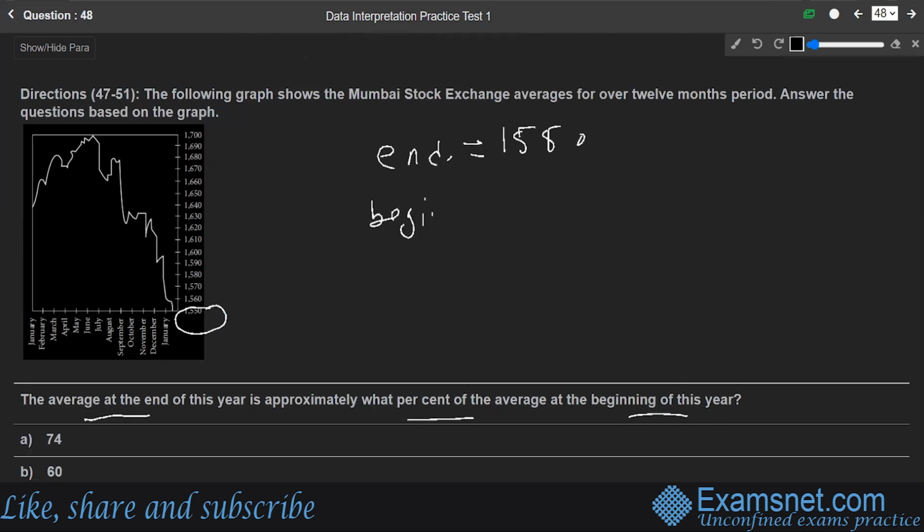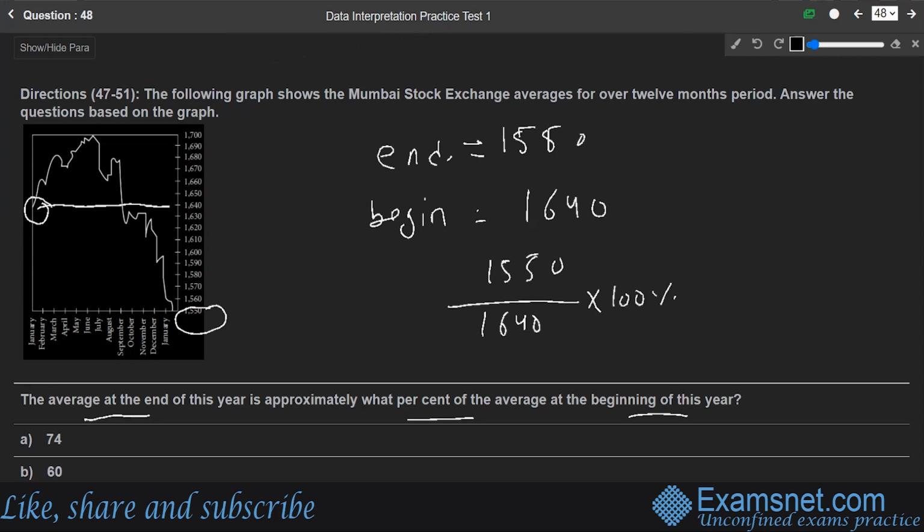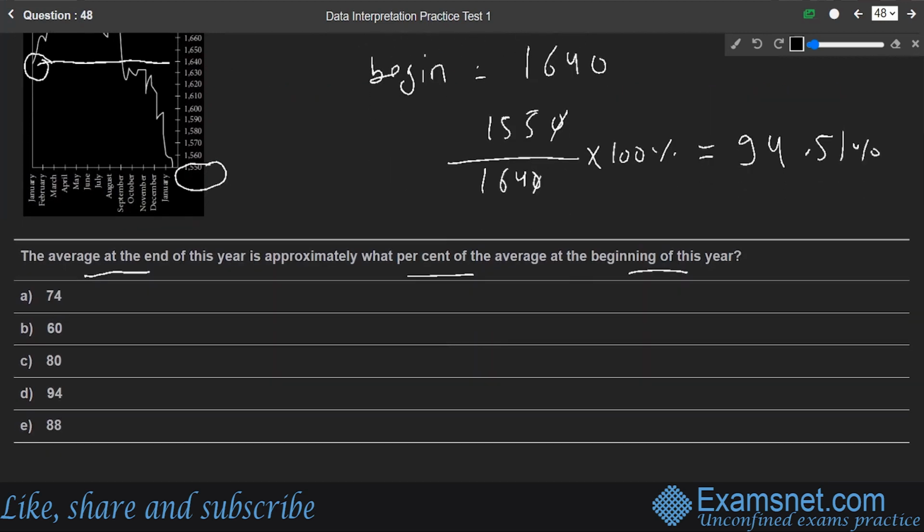In the beginning, this is the beginning value at the month of January, and this is close to 1640. So the beginning value is 1640. He's asking, the end of the year is what percent of the average of the beginning? So the end of the year value is 1550, the beginning value is 1640, is what percent? So into 100%. This is how we solve. If we calculate this further, 155 divided by 164 into 100%, this is approximately coming as 94.51%. Let us see where it matches amongst the options. It is available in option number D. It is close to 94, so it becomes the right answer.